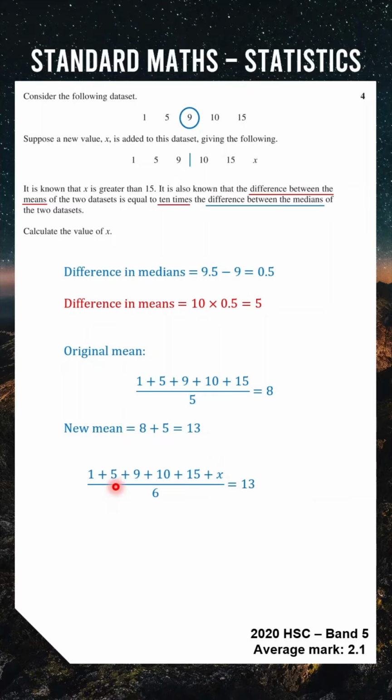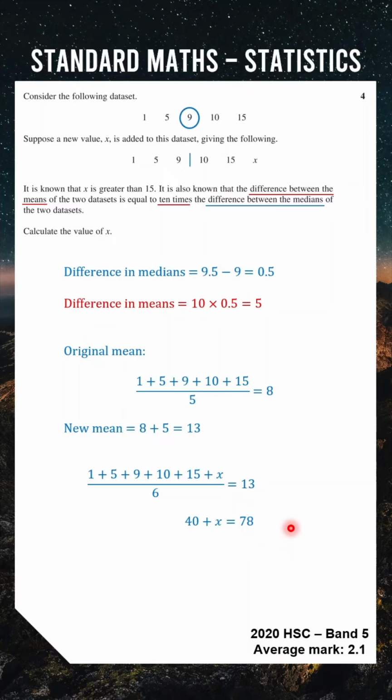We can do this by adding together the 5 numbers on the top. While we're doing that, we'll get rid of this divided by 6 by multiplying it across to the right and do 6 times 13. Okay, the 5 numbers add to give 40, so we have 40 plus x. The right-hand side is now 6 times 13, which is 78.